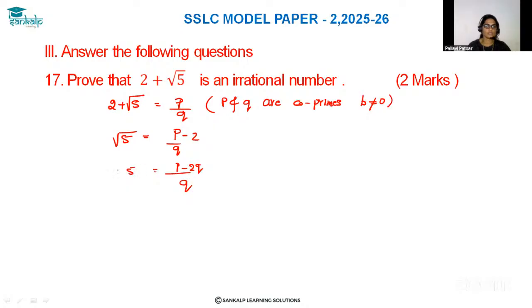So root 5 is an irrational number. You have already proved that root 5 is an irrational number. But p minus 2q divided by q is a rational number, since it is in p by q form. So this is a rational number.